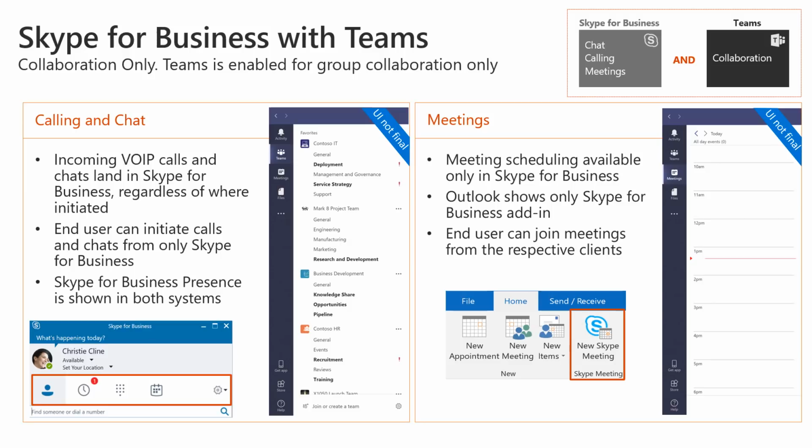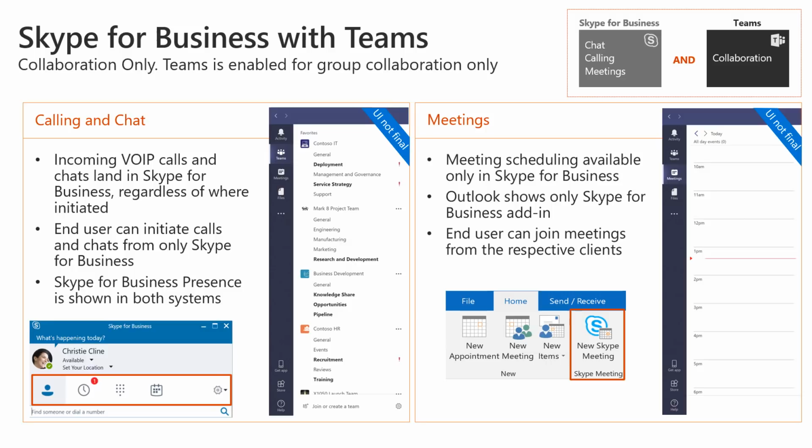The end user that has this mode applied can initiate calls and initiate chats from only their Skype for Business client. Since that Skype for Business client is controlling chats and calling, the Skype for Business client will be responsible for presence being shown to both systems. Now, as you can see in the screenshot in the bottom left, the Skype for Business client is essentially unchanged because the user is using all of the features and functions that Skype for Business currently provided.